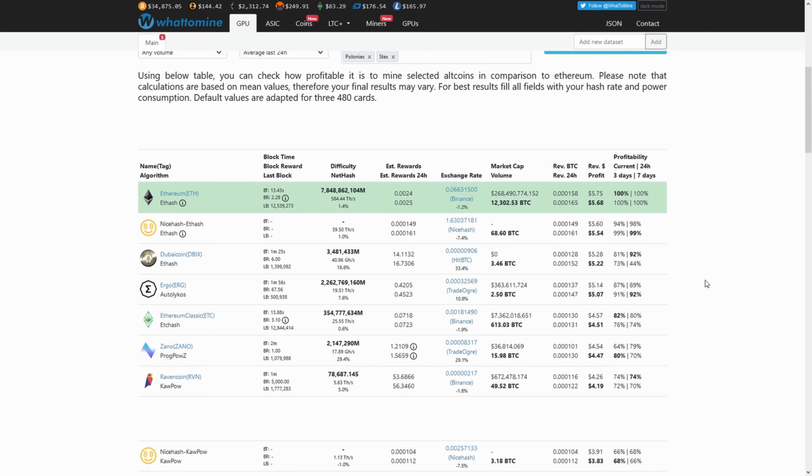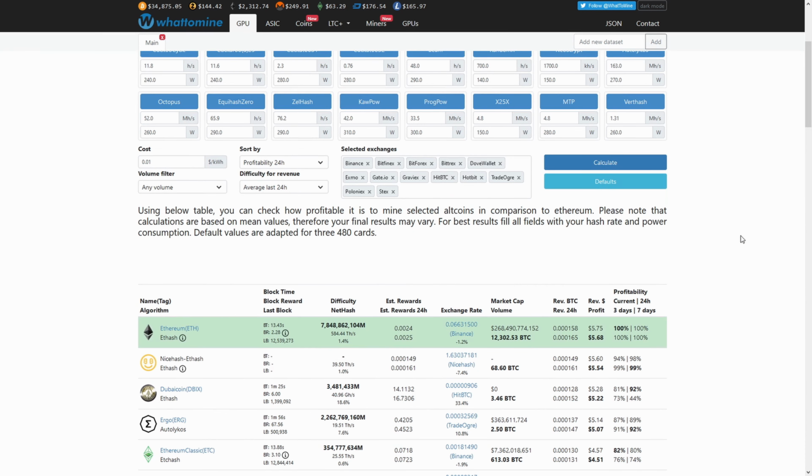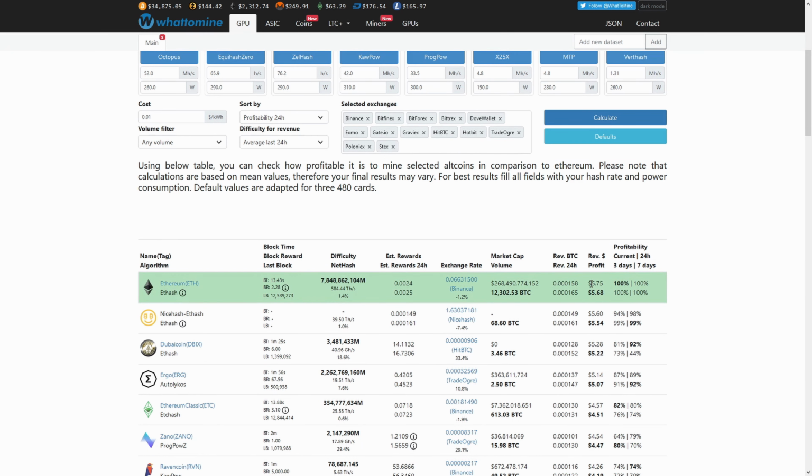And in this case, unsurprisingly, the most profitable is Ethereum right now. And given the cost of power, we'd still be making around $5.68 per day, which is not a bad chunk of money. Now you might be saying, that sounds like a lot of work for just around $5 a day. In 100 days, well, in 100 days, it's going to be over $500.